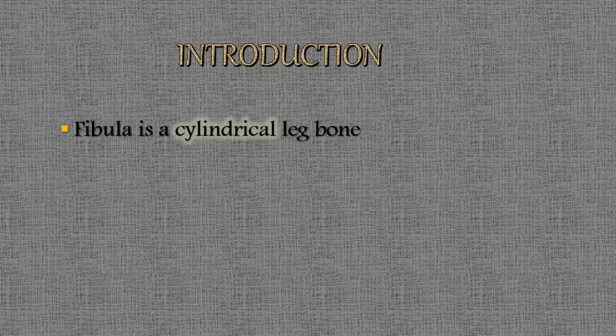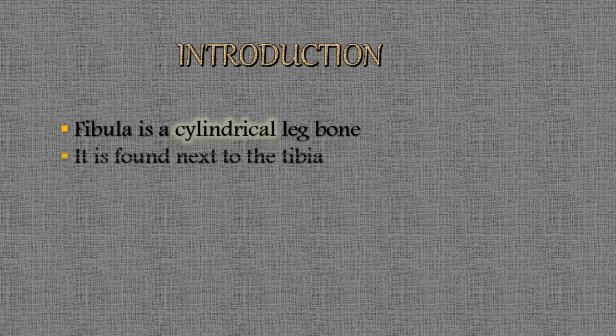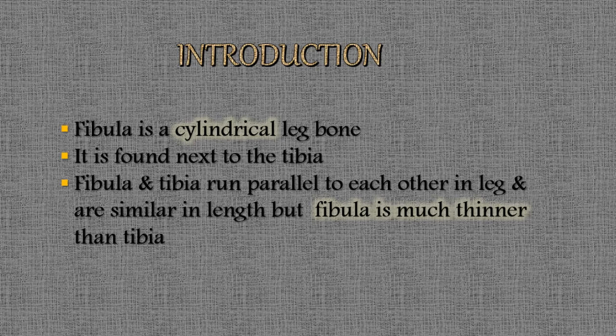Fibula is a cylindrical leg bone. It is found next to the tibia on the lateral side. Tibia is the medial bone of the leg, whereas the fibula is the lateral bone of the leg. Fibula and tibia run parallel to each other in the leg and are similar in length, but the fibula is much thinner than the tibia.